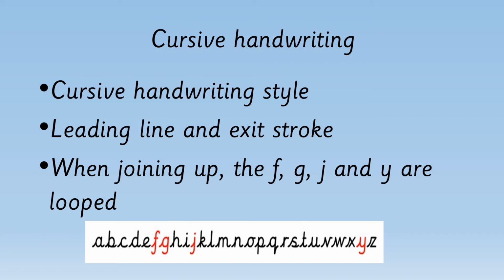At Oatlands Infant School we use cursive handwriting, so you can see the style at the bottom of this slide. This can be found on page 25 of your child's planner. As you can see, each letter has a leading line going up and an extra stroke going out of the letter. When we move on to joining up later on in Year 1, the F, G, J and Y are then looped.